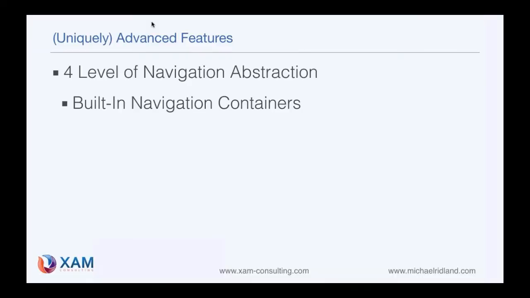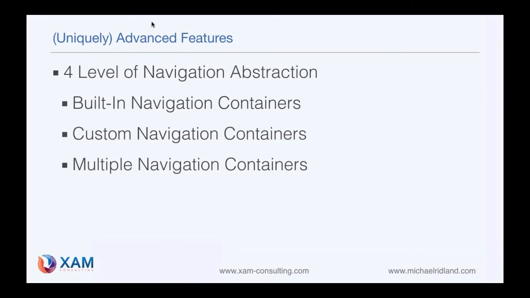So just to understand some of the unique things about FreshMvvm and the reason that we use it in so many projects is it's got these 4 levels of navigation abstraction. You've got the built-in navigation containers, the custom navigation containers, and the multiple navigation containers. Built-in, which we've already seen, would be your tab navigation and the master detail navigation. Then you've got your custom navigation, where you can implement an interface, and that would become your navigation container.